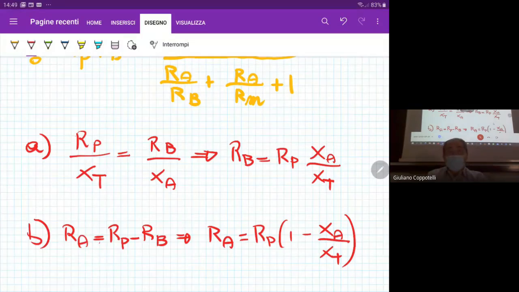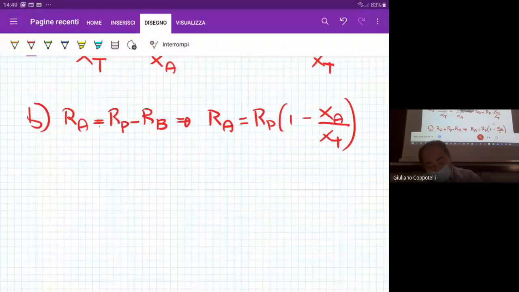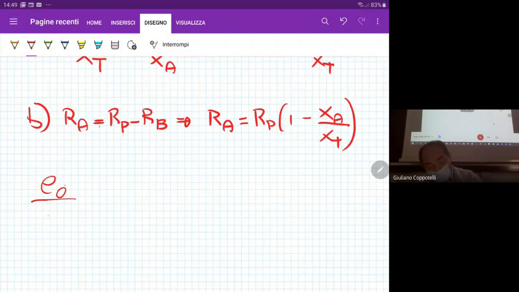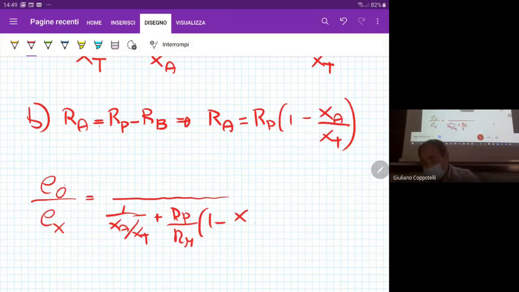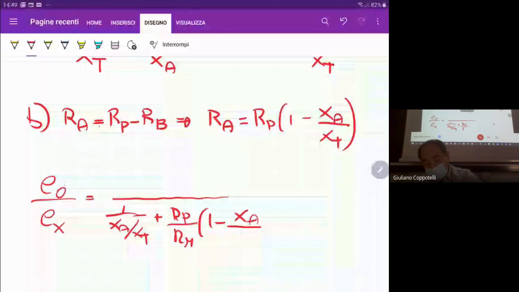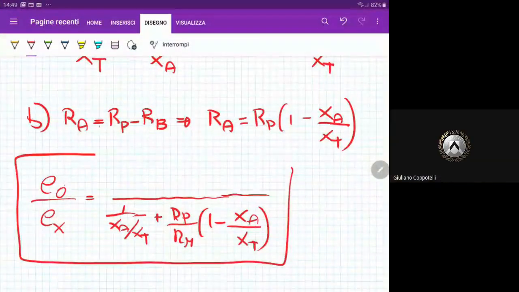Now plug this information into the previous one and you have the proof of my first equation, which I'm rewriting just now. So the output tension with respect to the feeding or input tension is given to you by this: 1 over, say, XT plus RP over RM, and XA over XT.